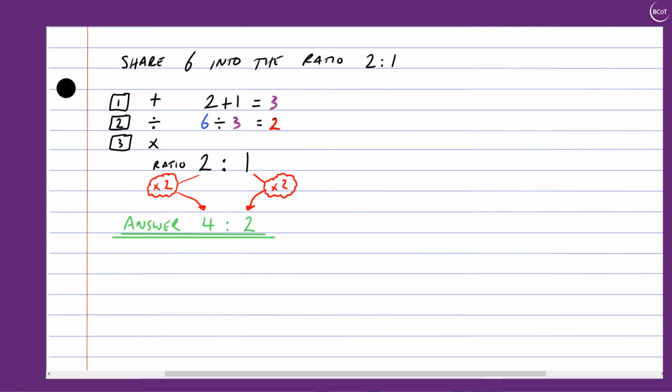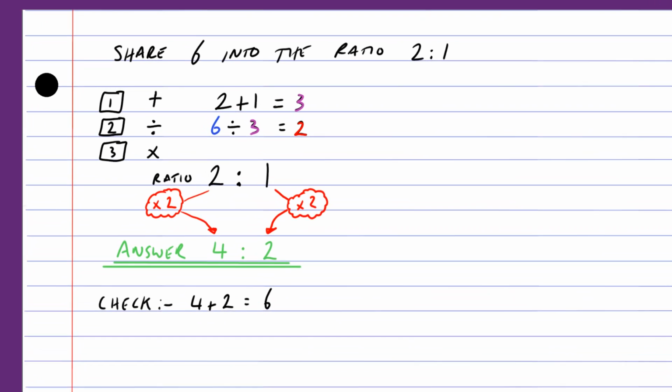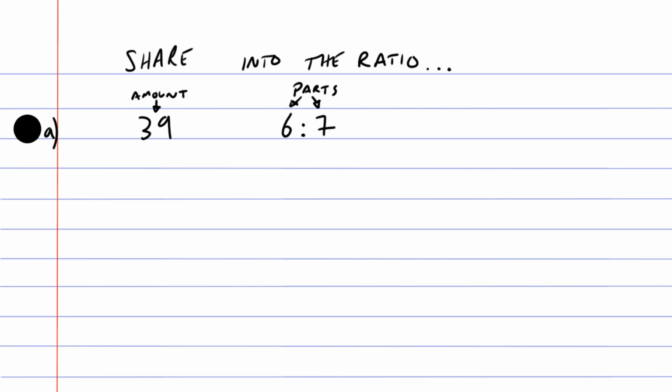So 6 of something shared into the ratio of 2 to 1 is 4 of the first thing and 2 of the other. And of course, when you check your answer, if you add up those numbers, 4 and 2 makes 6, which is the original number. So we'll do a load of examples then.